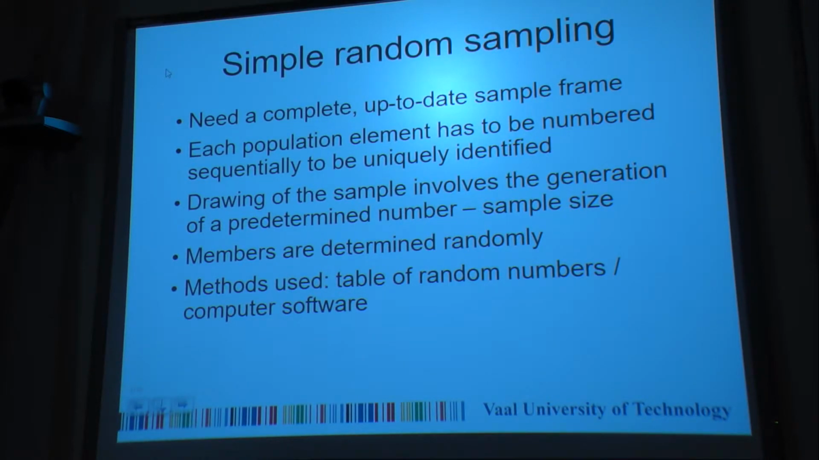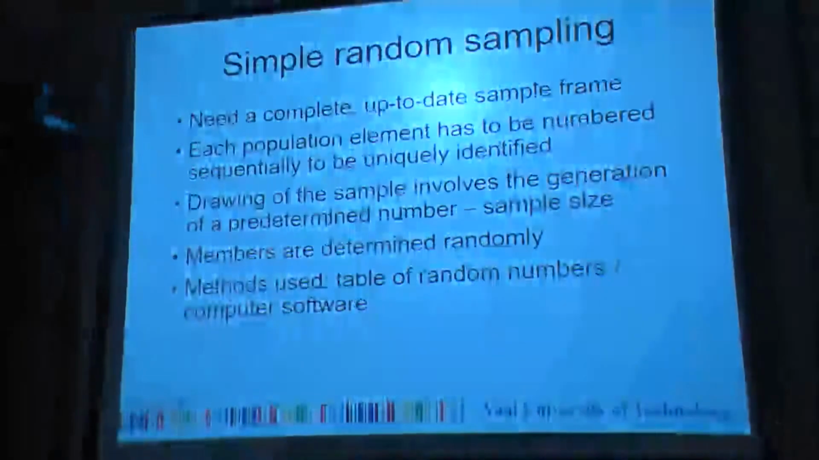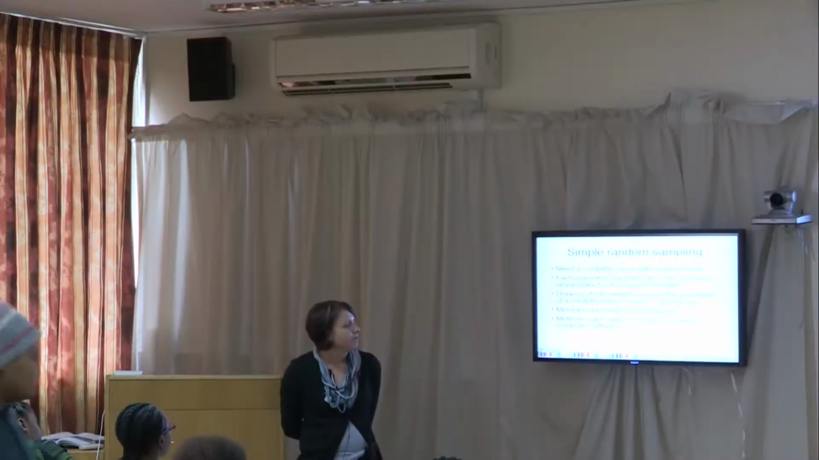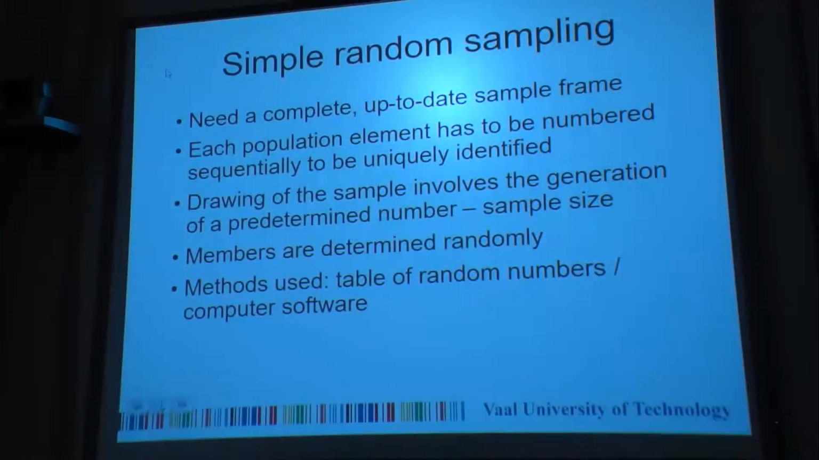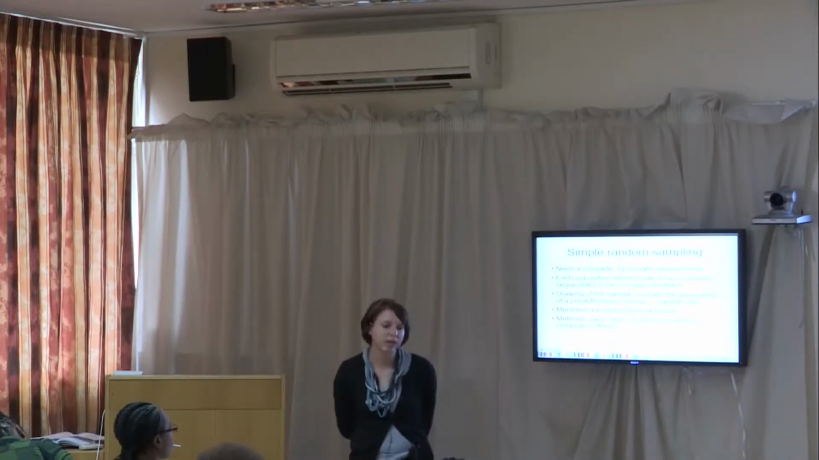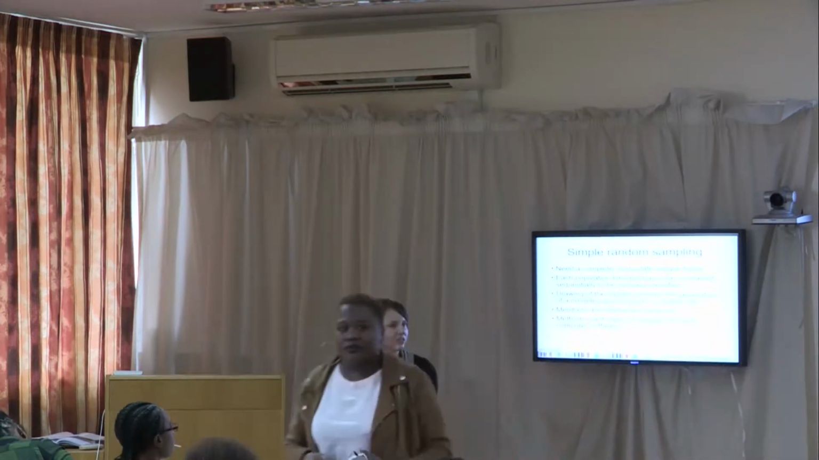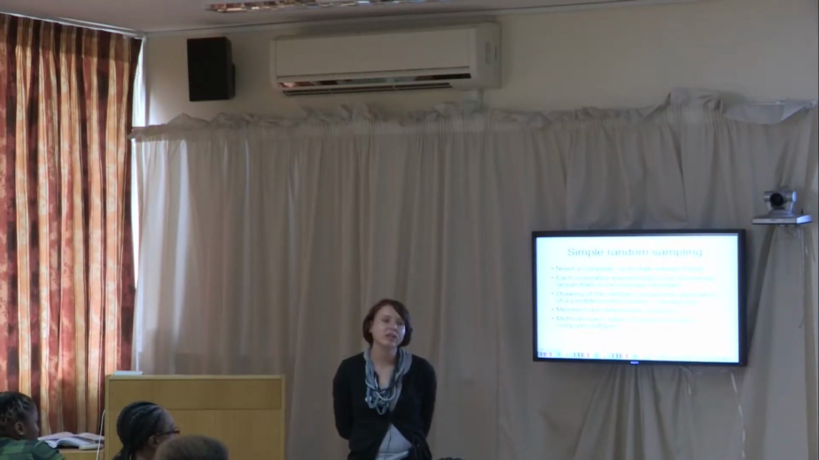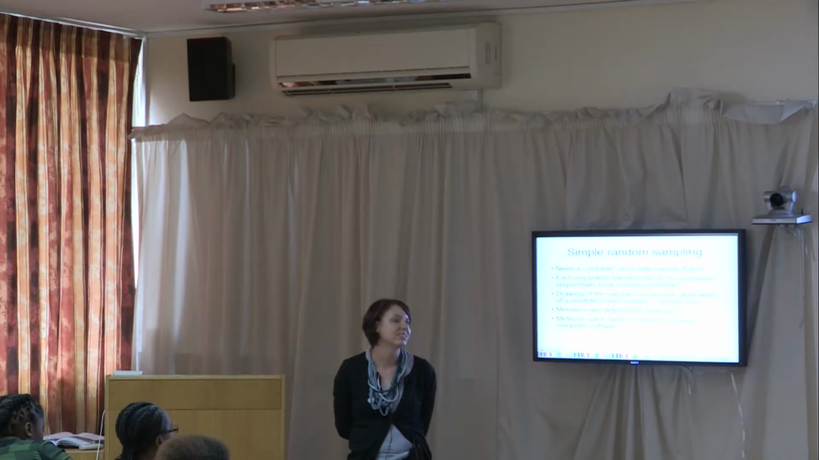So you need to assign. What do we have at VUT? We already have student numbers, so we can use that as part of our sampling frame. Drawing of the sample involves the generation of a predetermined number. So before you can go on, you first need to determine how many respondents do I need. So let's say, for example, I don't know how many students are at VUT. Let's say 20,000 students. How many students do I need from the 20,000 to make my sample representative?